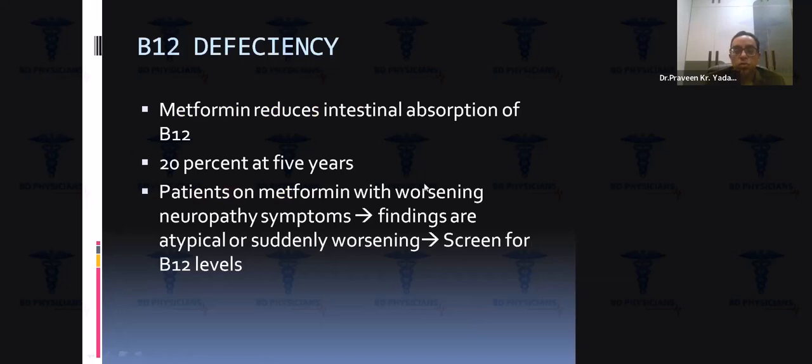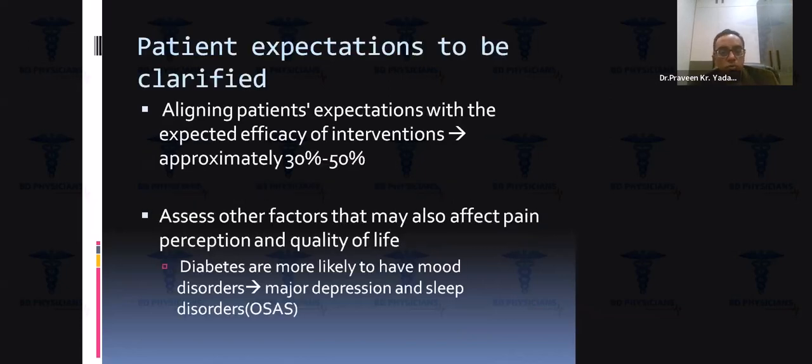So you should rule out B12 deficiency and treat it if present. If metformin is used for 5 years, almost 20% may develop a B12 deficiency. Especially in our place, there are a lot of vegetarians, so they are already B12 depleted. So metformin use may worsen this and reduce the B12 level. That is also something we have to keep in mind. Then two more things.